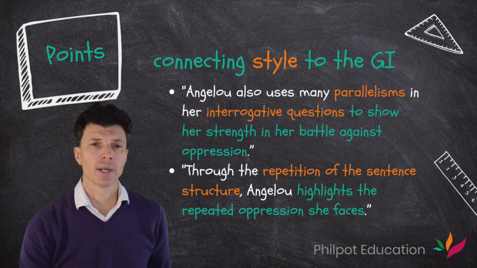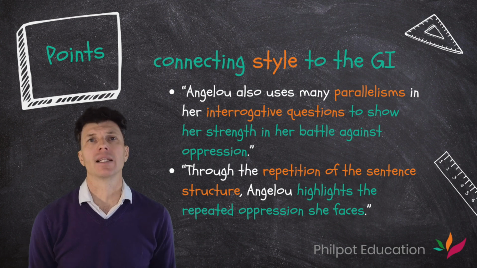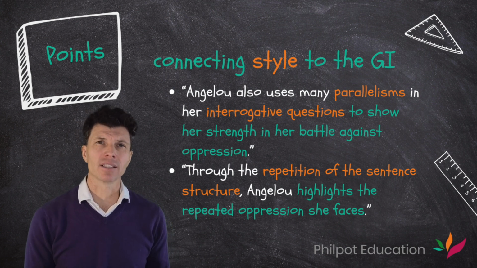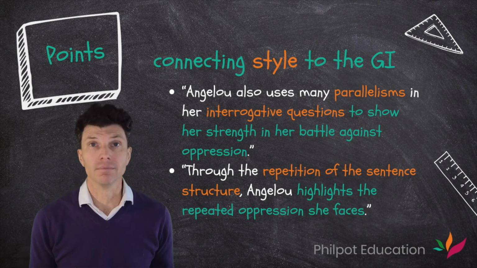She does it again elsewhere: "Through the repetition of the sentence structure, Angelou highlights the repeated oppression she faces." And I love that second example because it shows an inherent connection between the authorial choice and the authorial intent by repeating the word repeat, essentially.